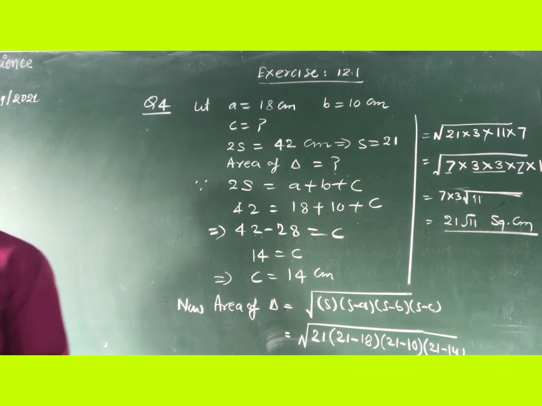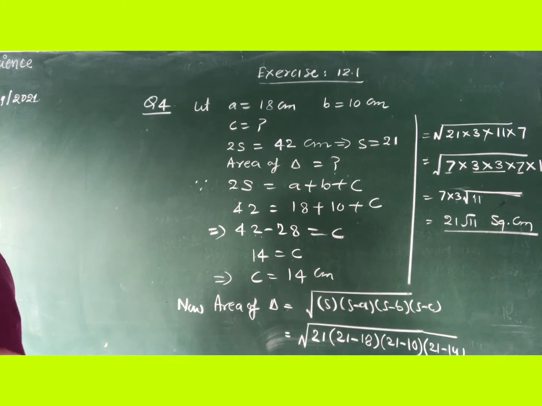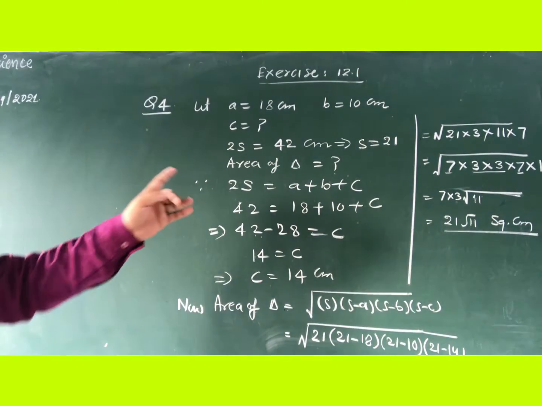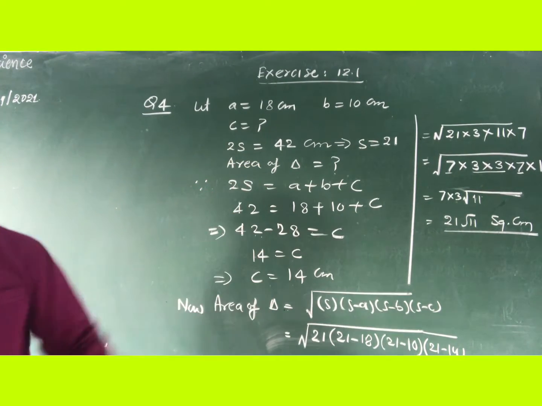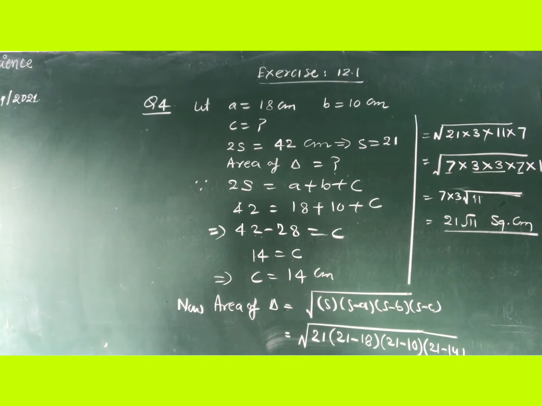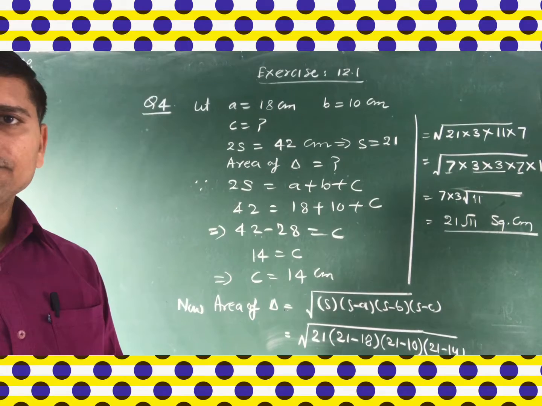इस तरह से हम आसानी से इस क्वेश्चन को फाइंड कर लेंगे. यहाँ पे एक ही प्रॉब्लम थी कि यहाँ पे C नहीं दिया था, तो सबसे पहले हमें C फाइंड करना है और उसके बाद S is 21, and now you put all the values, then you will get the area of triangle.